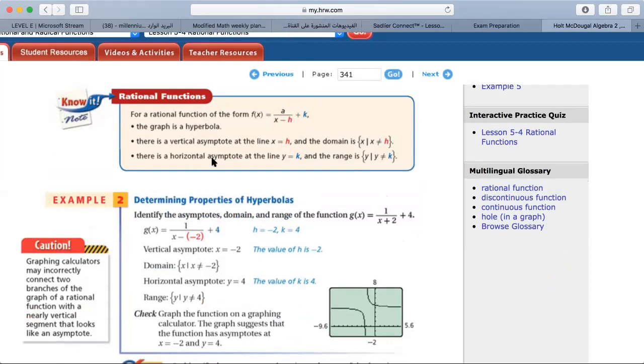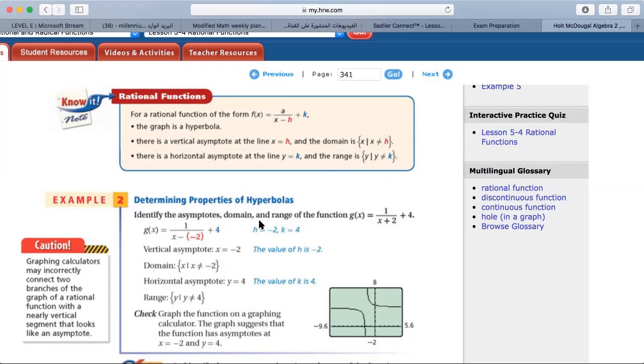And the horizontal asymptote is the value of k. Okay, and when I'm calculating the vertical asymptote, the domain is x not equal to the value of h. And when I'm calculating the horizontal asymptote, the range is y is not equal to the value of k. Let's do a quick example here and we will continue tomorrow.